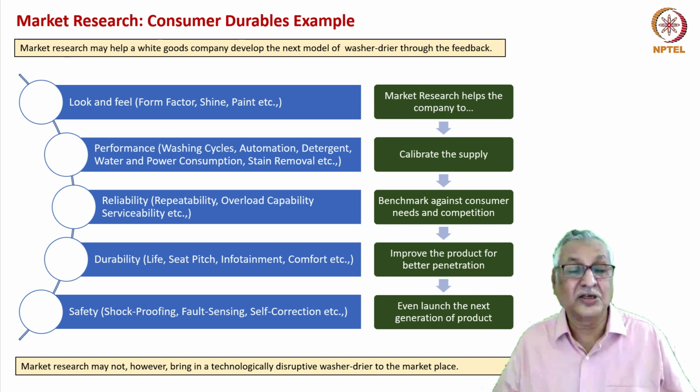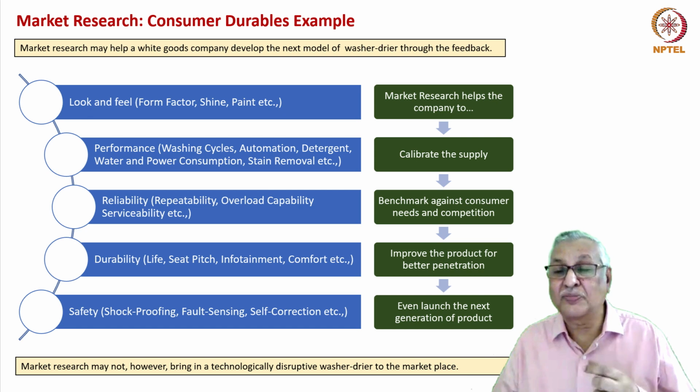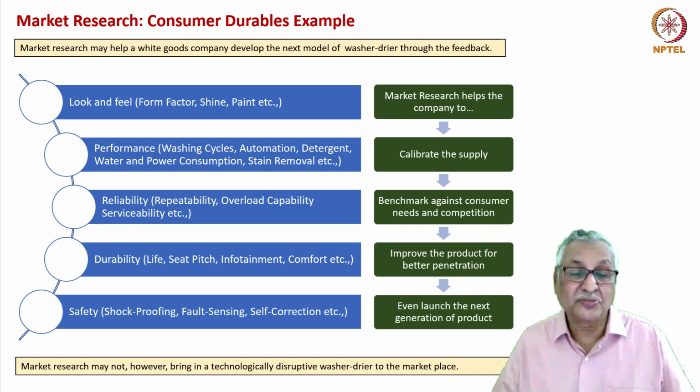Then you have safety. That is, how do we make it shock proof, fault sensing, self corrective? Again, same things, how market research helps the company in respect of better supply chain planning, better product development, and better manufacturing delivery. But will market research bring in a technologically disruptive washer dryer to the marketplace? Question is doubtful.